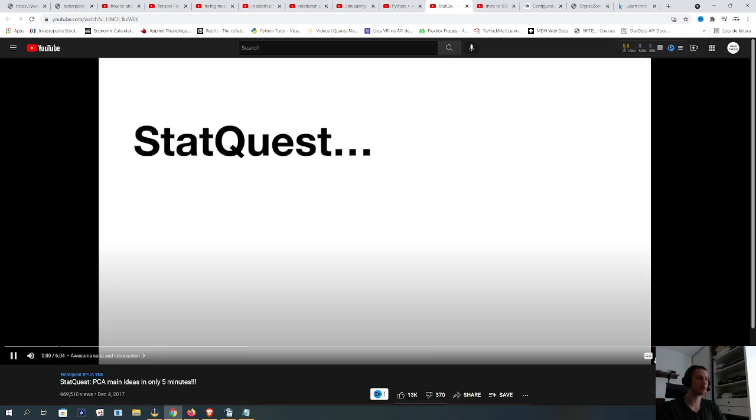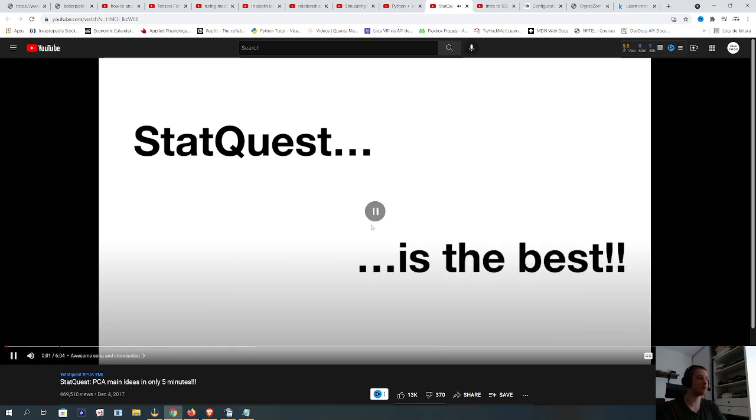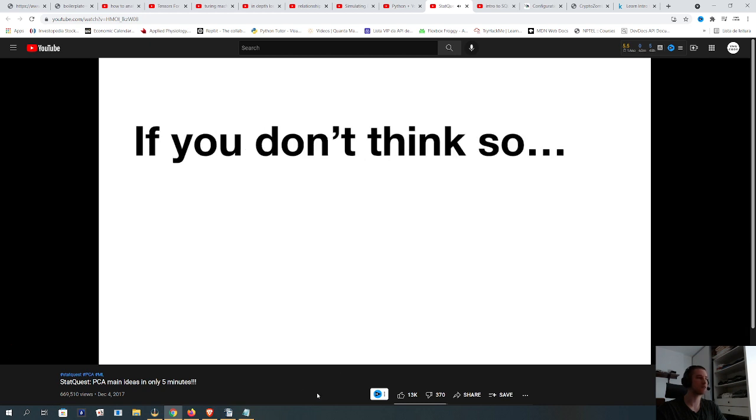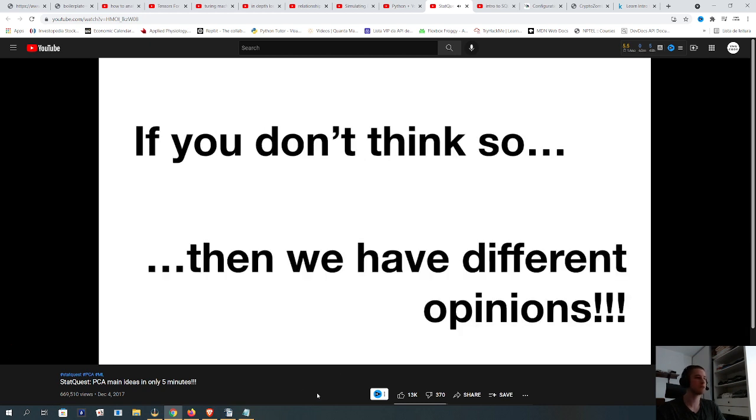I think this stuff is also correlated to special relativity. It's interesting that they use the same name, which is eigenvectors. If you don't think so, then we have different opinions.